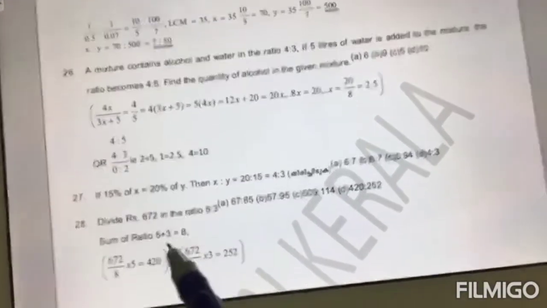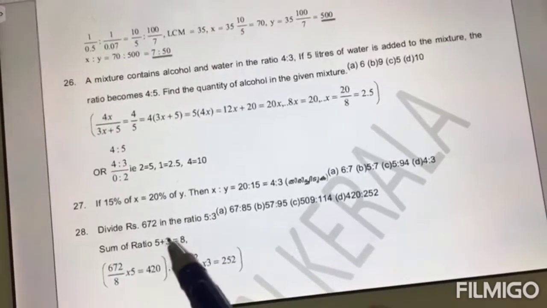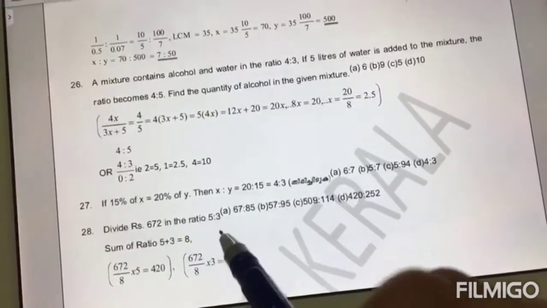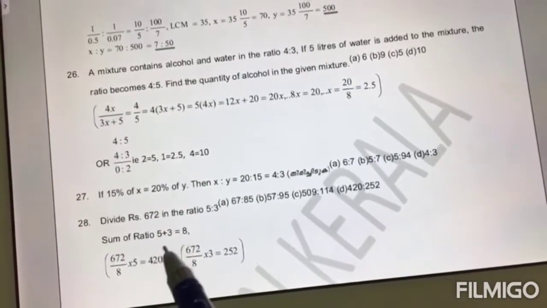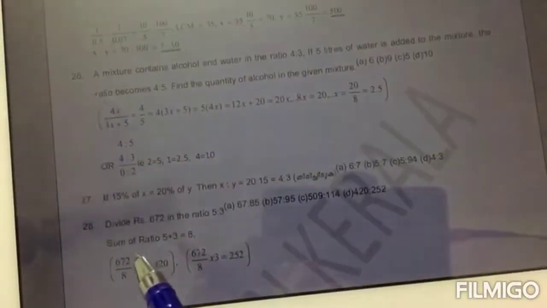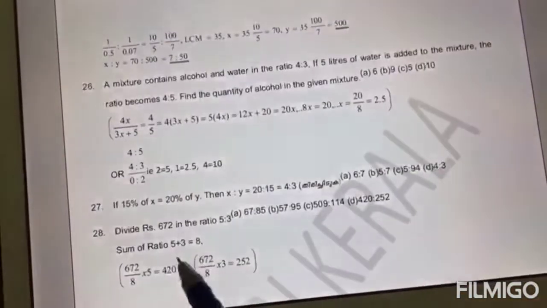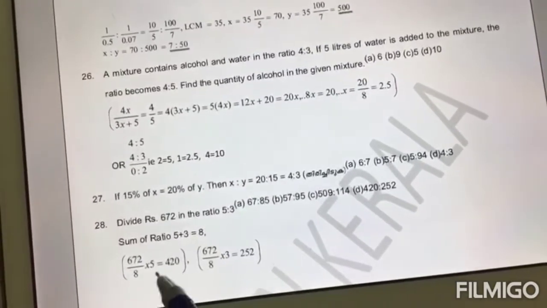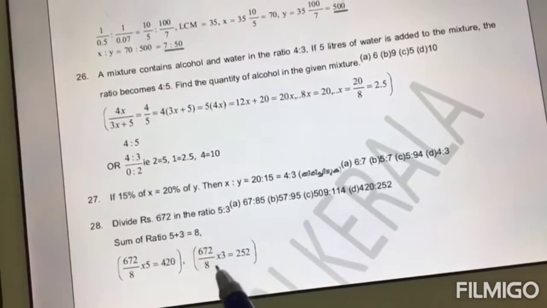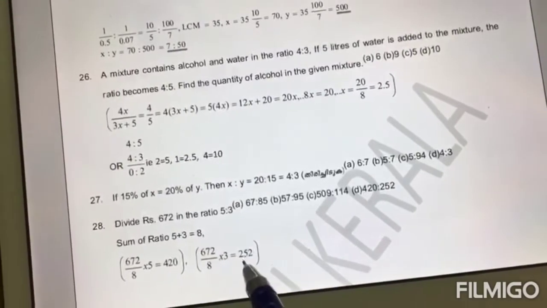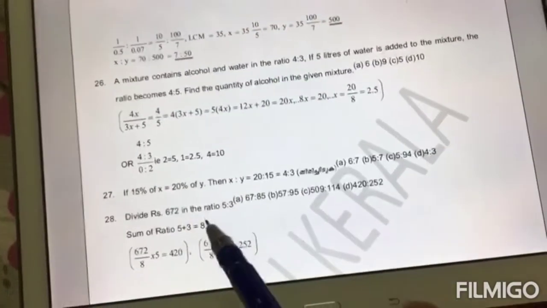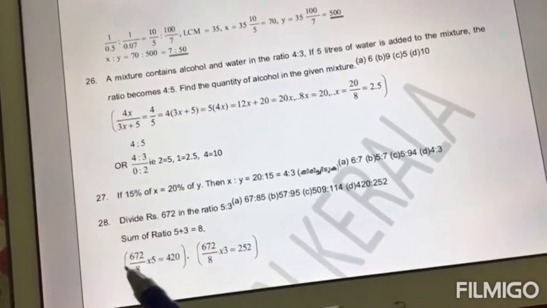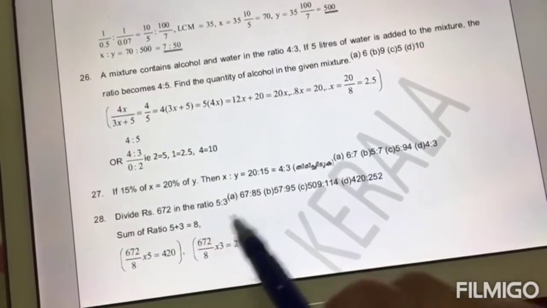Let's do 28. Very simple. Divide 672 in the ratio 5 is to 3. So we have done something like this before, but let's just go over it. So first take the sum of the ratios. 5 plus 3 is 8. So 672 into 5 by 8, which is 420. 672 into 3 by 8, which is 252. So we are dividing 672 in this ratio.